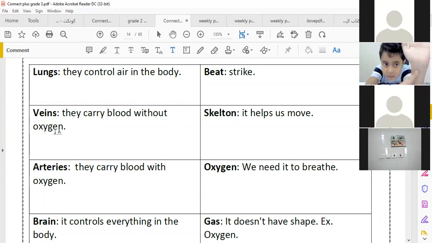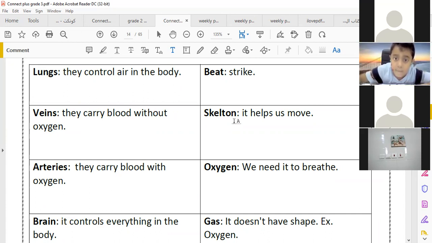Veins. They carry blood without oxygen. Thank you, Esther.